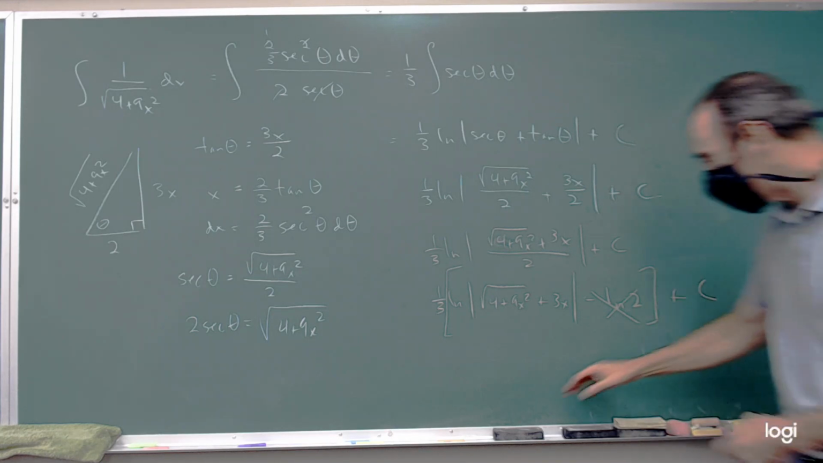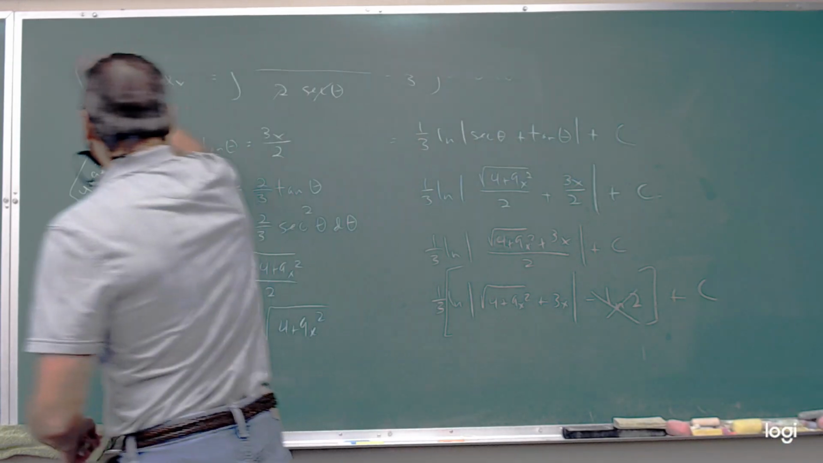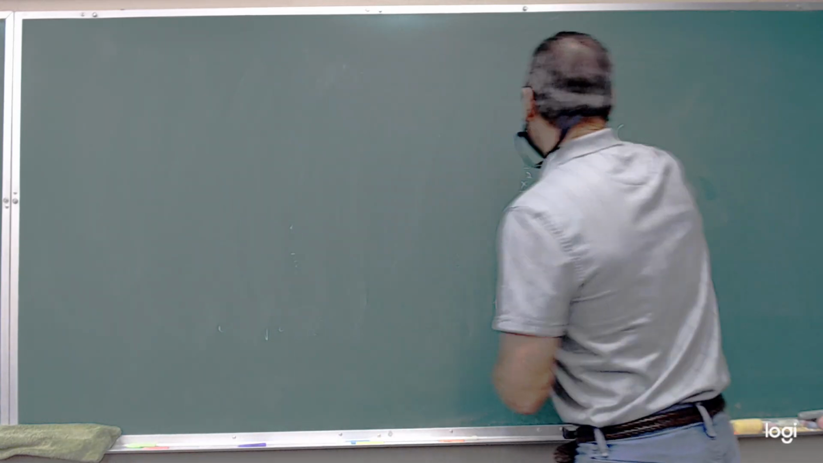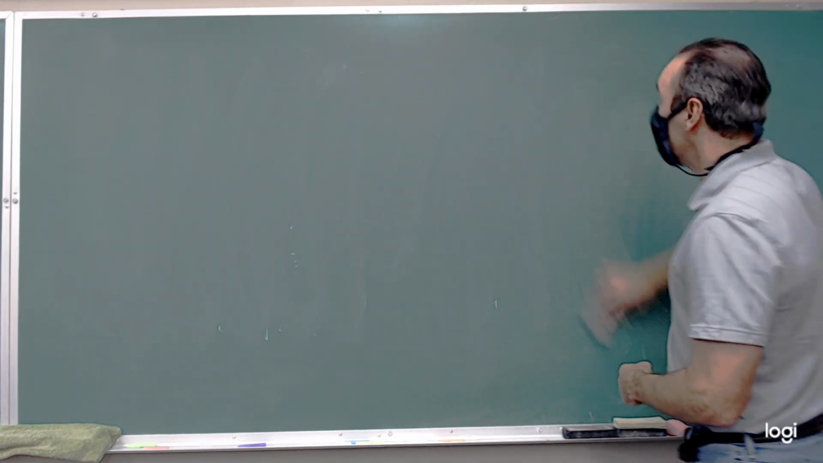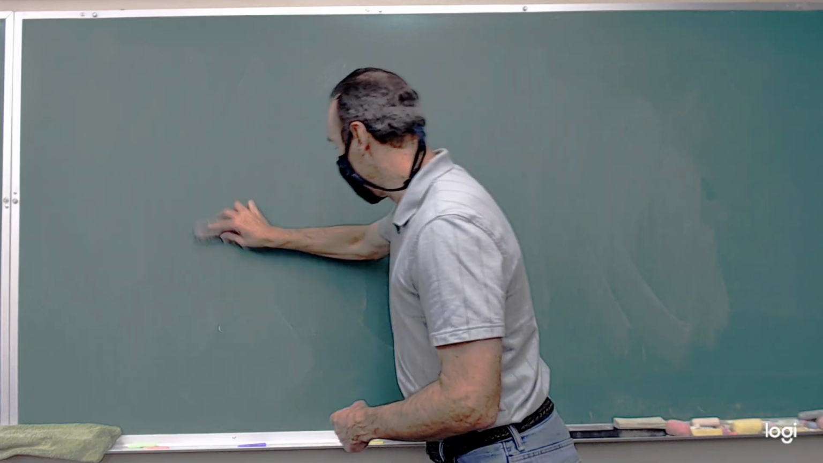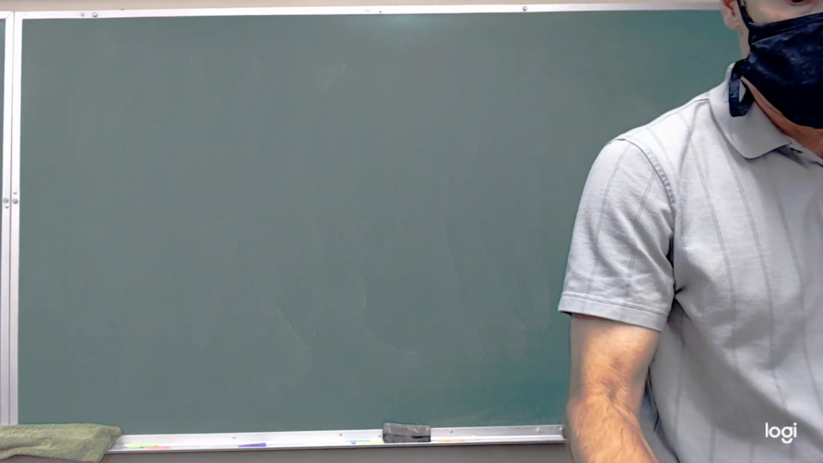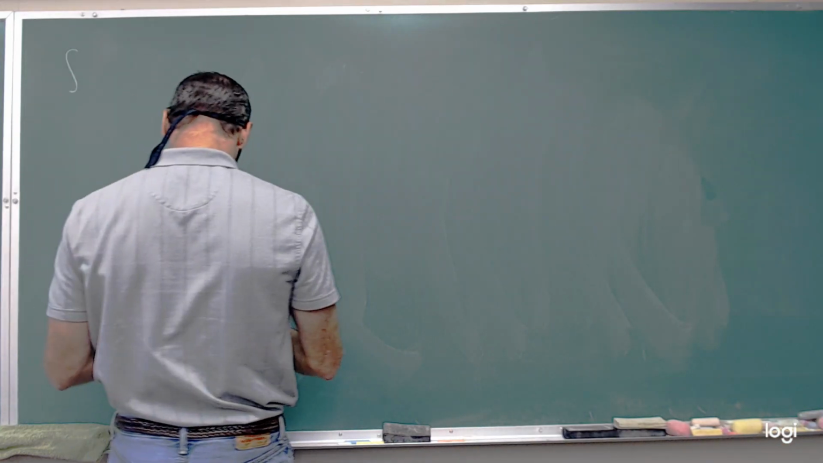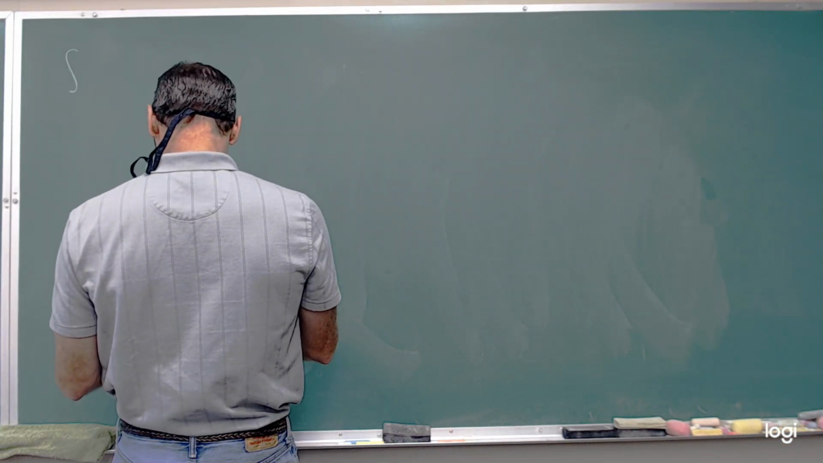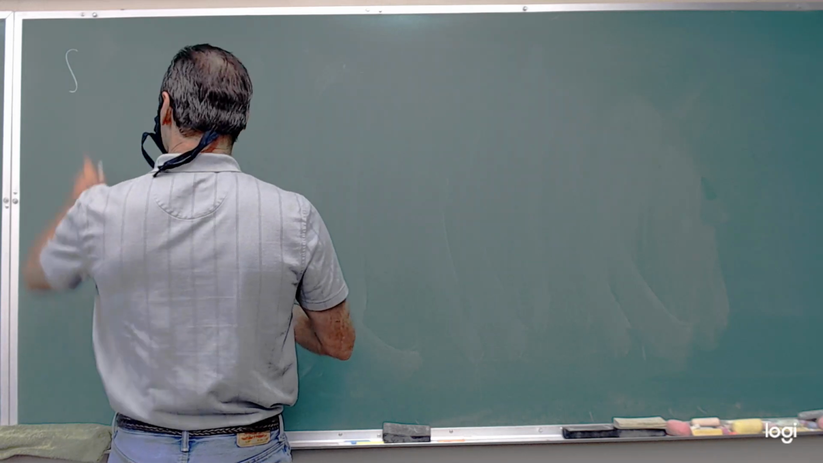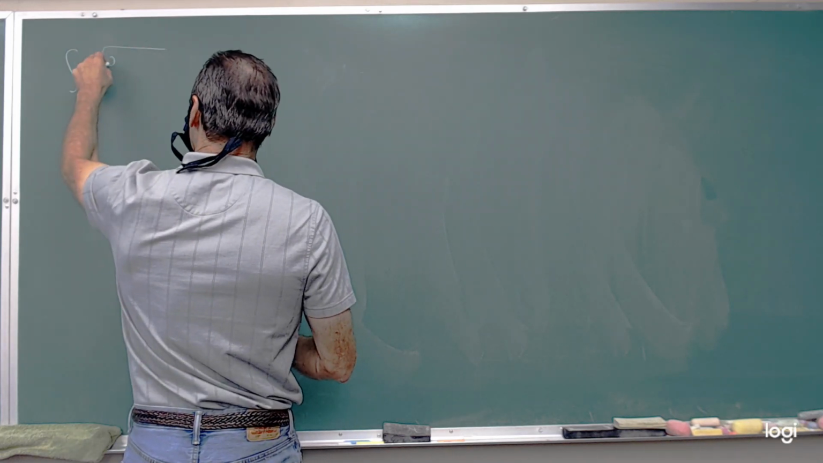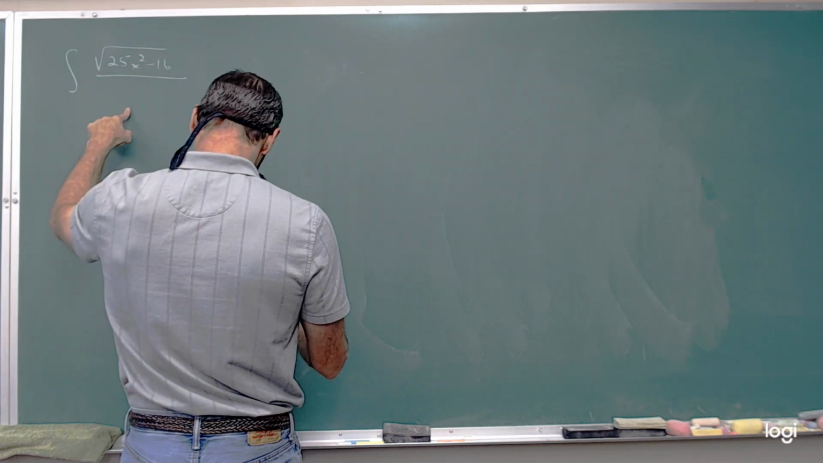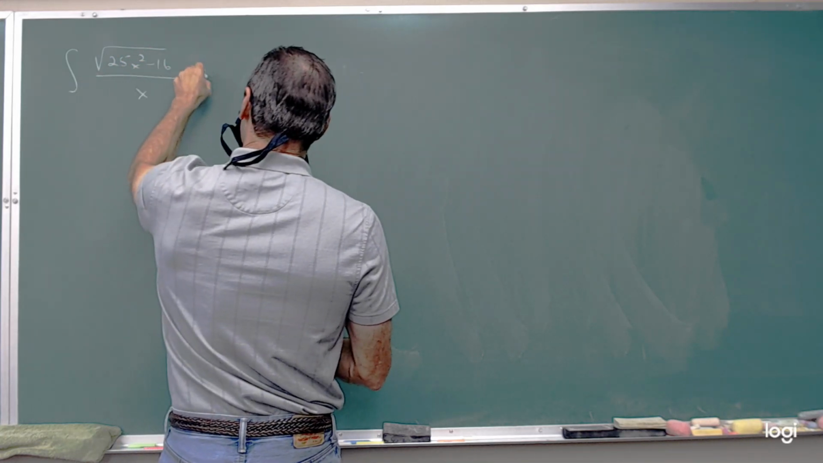All right, very good. Well, let's do another one. So, let's do the integral of the square root of 25x squared minus 16, all over x dx.